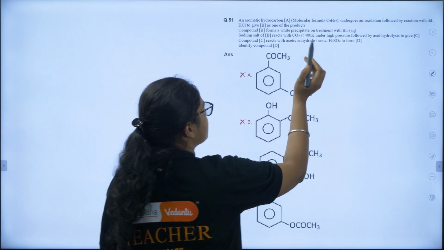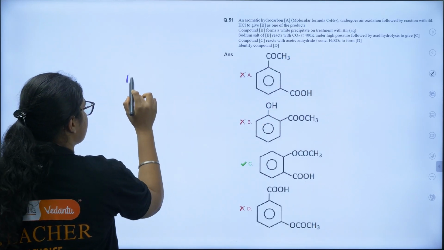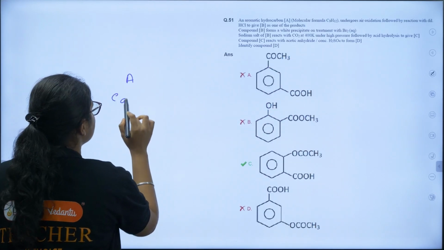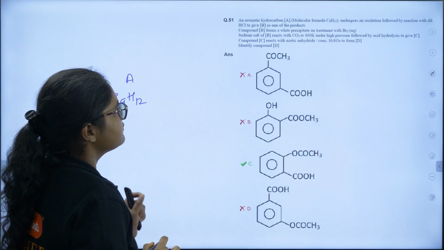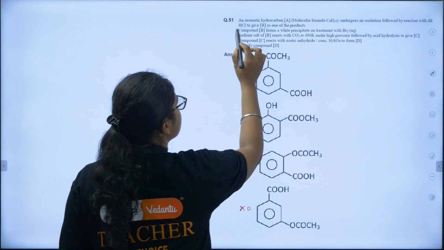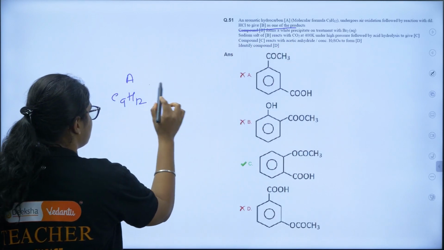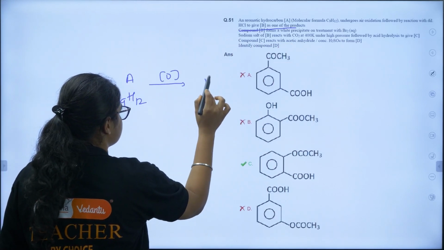Next one. An aromatic hydrocarbon A with molecular formula C9H12 undergoes air oxidation followed by reaction with dilute HCl to give B as one of the products. So we have oxidation, then we get B.